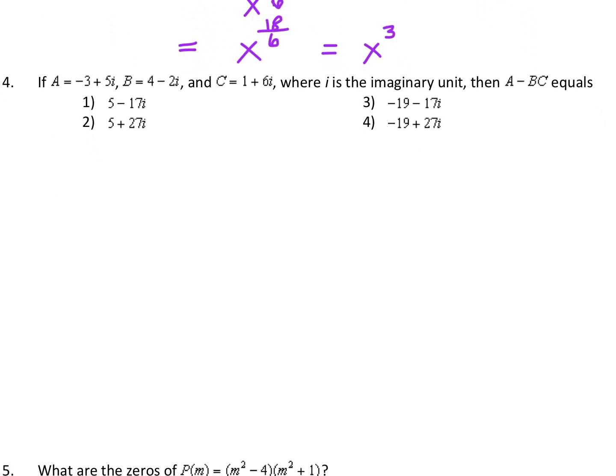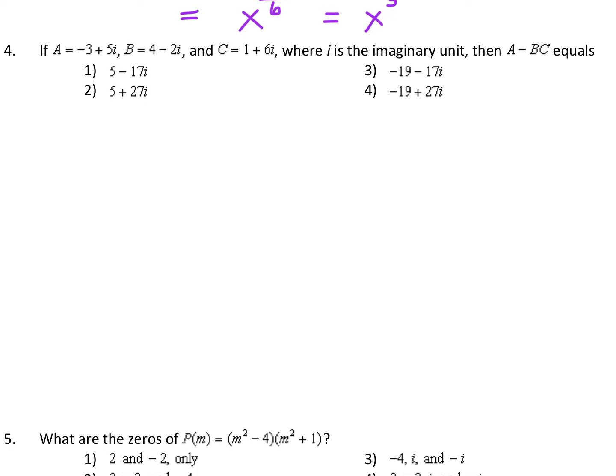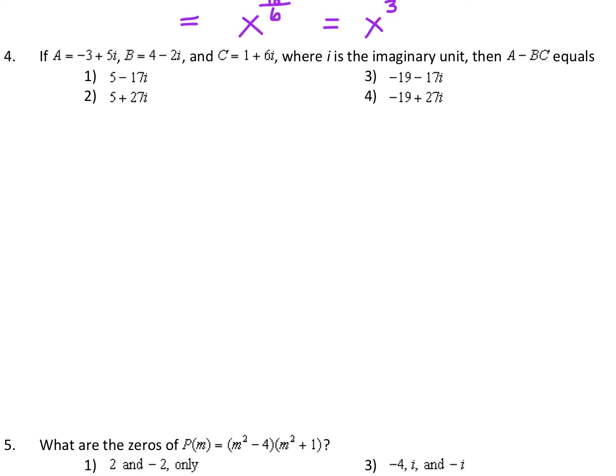Okay, number 4. So they give us A, B, and C, and they say i is the imaginary unit, and they want to know what A minus BC is equal to. Okay, so what I did was, this is A, right? For A, I plug that in. You could put parentheses, but you don't have to. And then it says minus, and then B times C. So I plugged in B, and I plugged in C. Now, these have to go in parentheses.